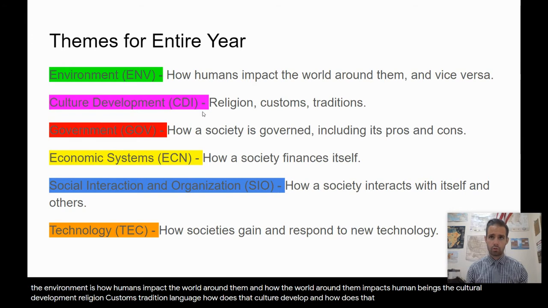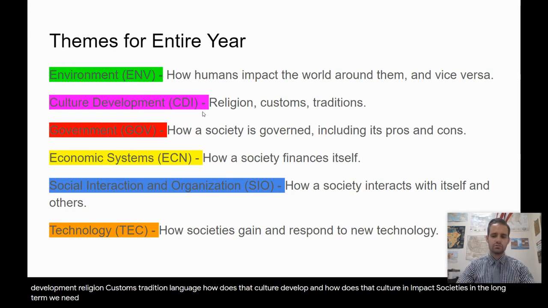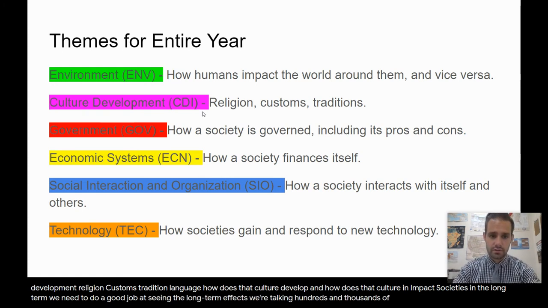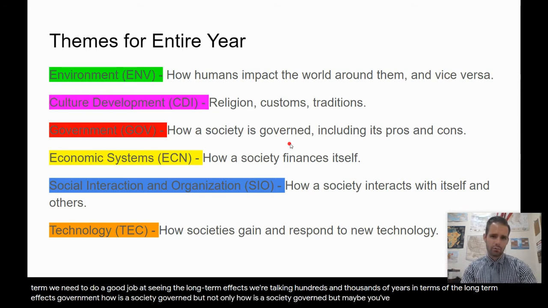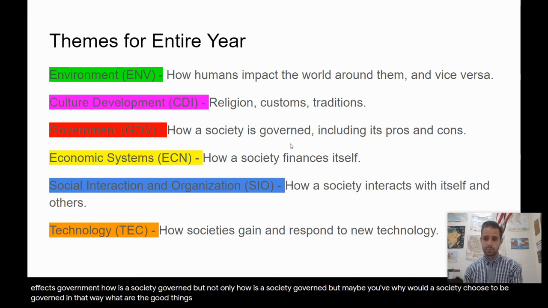And how does that culture impact societies in the long term? We need to do a good job at seeing the long term effects. We're talking hundreds and thousands of years in terms of the long term effects. Government: how is a society governed? But not only how is a society governed, but maybe why would a society choose to be governed in that way? What are the good things about a government? What are the bad things about a government?